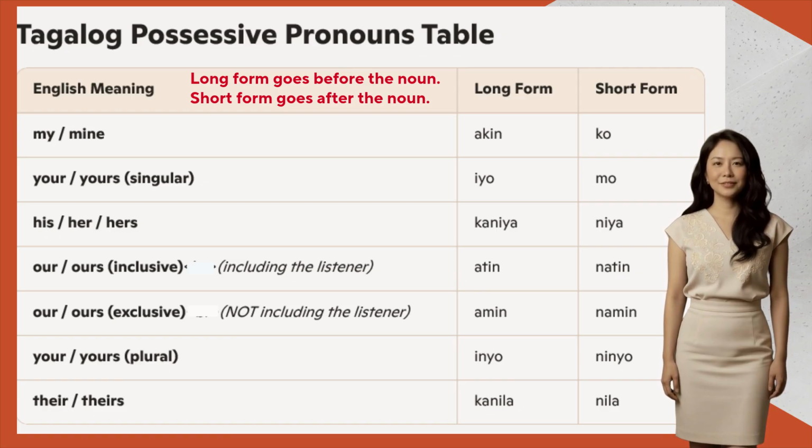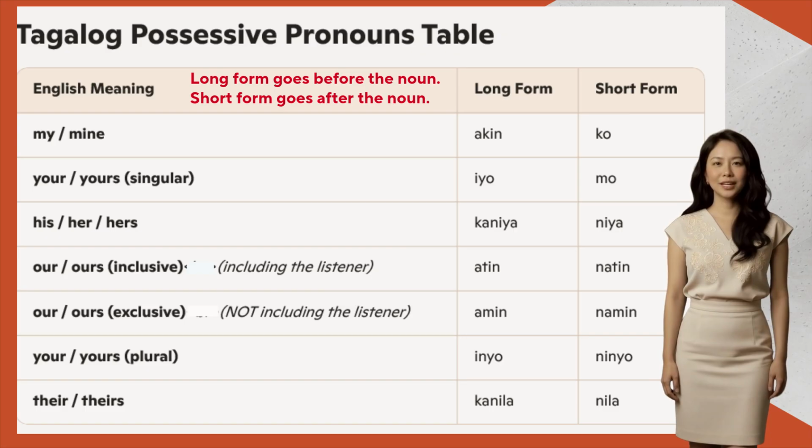So we have akin, ko, iyo, mo, kanya, niya, atin, natin, amin, namin, inyo, minyo, kanila, nila.